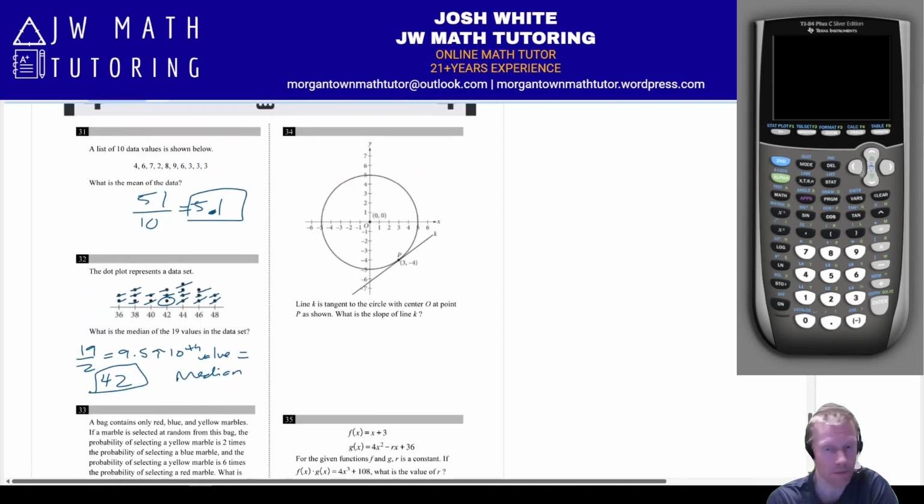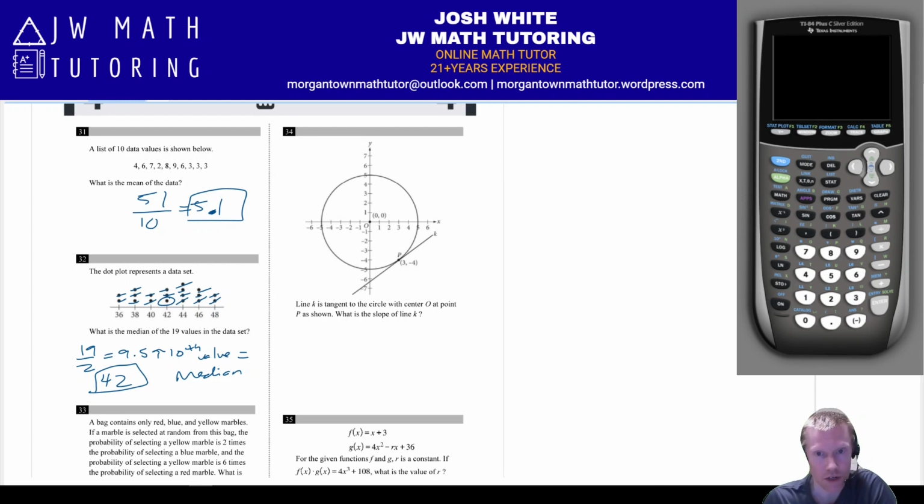Moving back to the top of the page, number 34. This is a topic that has actually started appearing a lot recently on SAT exams. So we have a circle, we have a line which is tangent to the circle, and they wanted the slope of this tangent line. And what you have to use are 2 basic pieces of information here.